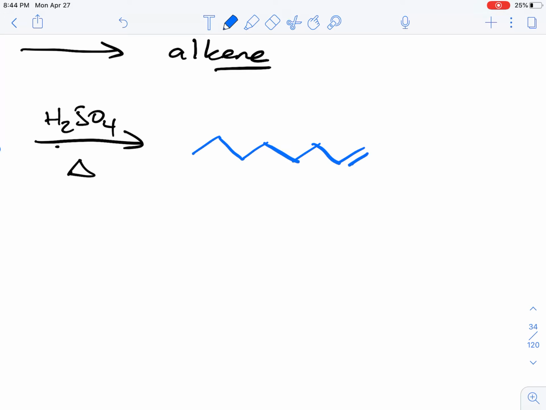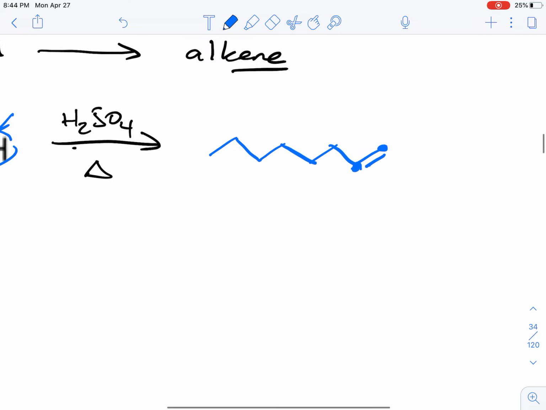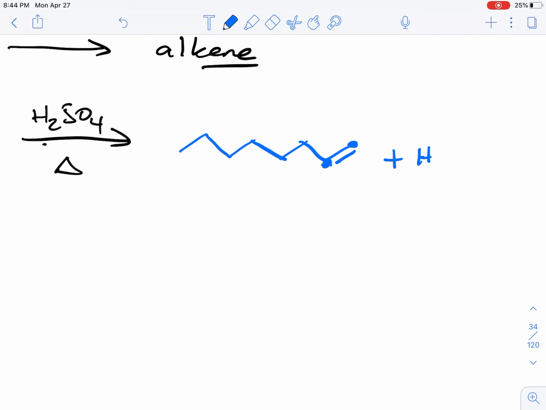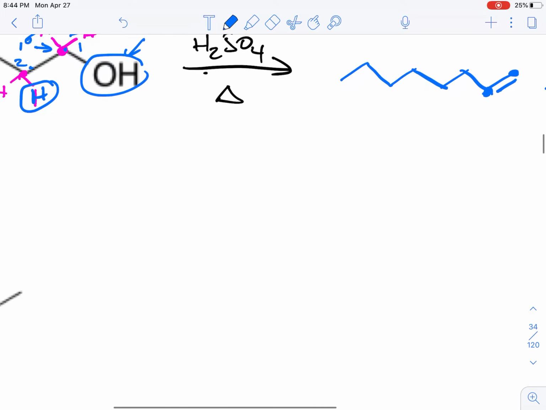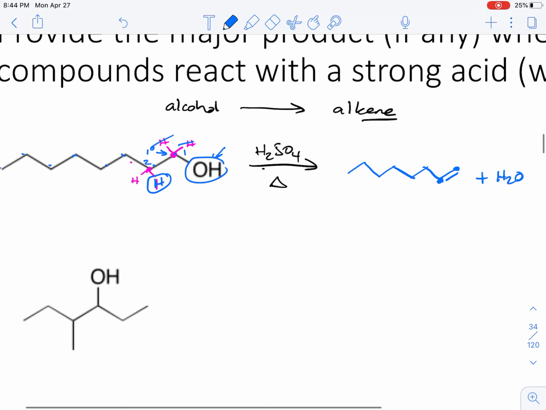It's simply a double bond between the first carbon, where that hydroxyl group was at, and the second carbon, where the hydrogen was at. So that's going to be our product. And then we can always add water. So that's our final answer.